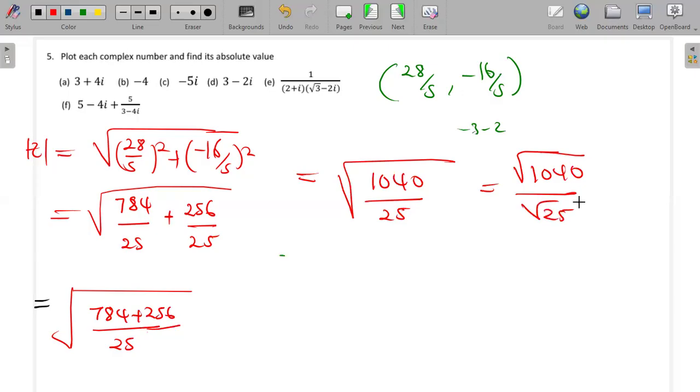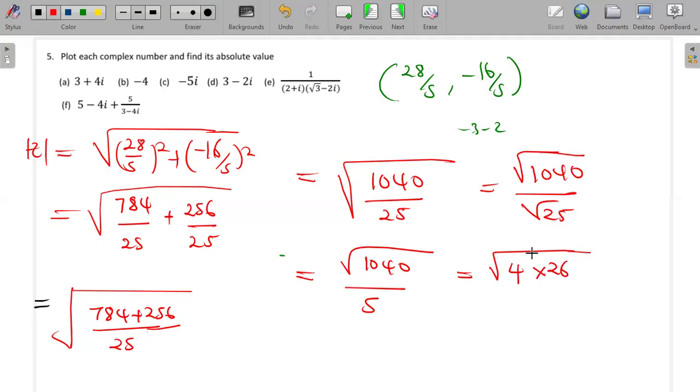So 1040 over the square root of 25 there. So what are we going to get? Down there, we will have 1040 over 5. So now, can we write this? From what we've learned, we know that we can write these radicals as two numbers multiplying. So that on top could be written as 4 multiplied by 260.